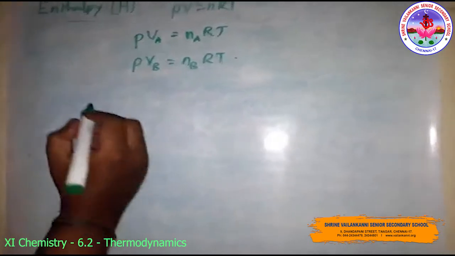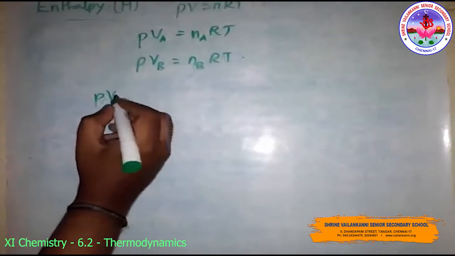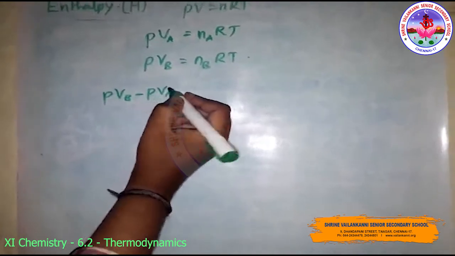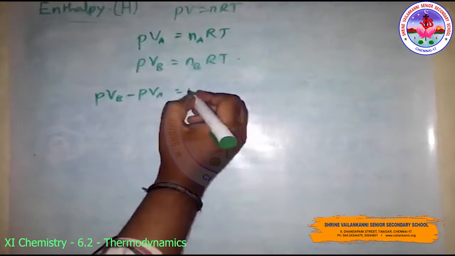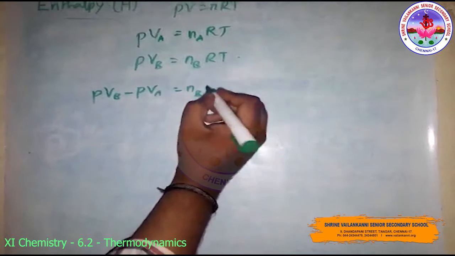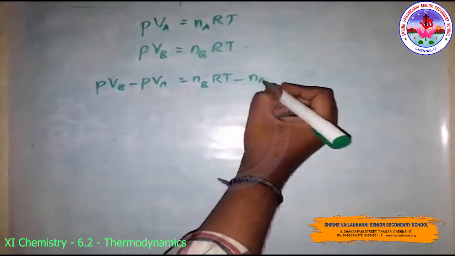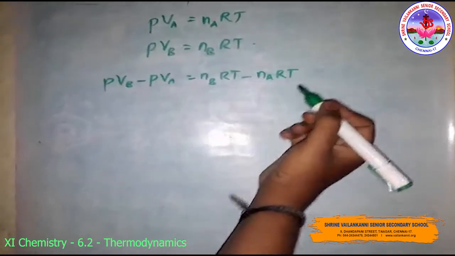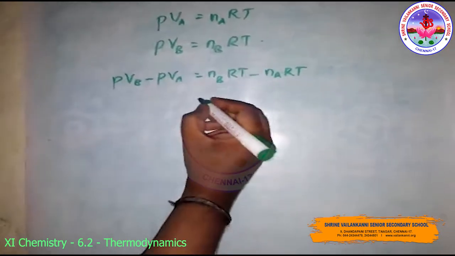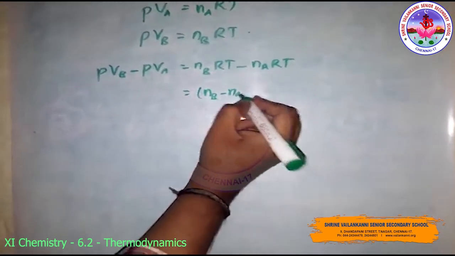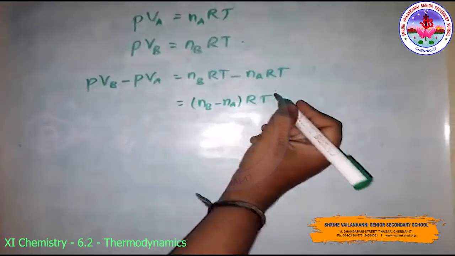Thus we can rewrite this: PVB minus PVA is equal to NB RT minus NA RT. Factorizing, you will get NB minus NA into RT.